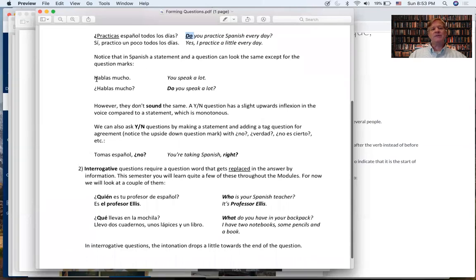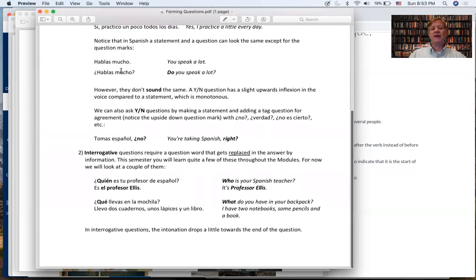In Spanish, therefore, a sentence, hablas mucho, you speak a lot, is the same structure as a question. Do you speak a lot? The only difference is the intonation. In yes-no questions, the intonation rises at the end. So a statement is monotonous and a question has a change in the intonation, an inflection in the voice. So listen to these two. Hablas mucho. That's a statement. You speak a lot. Hablas mucho. Do you speak a lot? Hablas mucho.